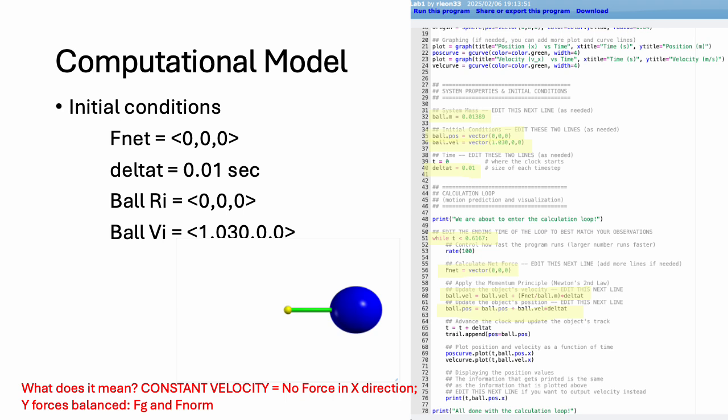So since the velocity is constant, we assume that there's no force in the x direction since nothing is pushing on it. If we consider the y direction, we have a balance between the Earth's pull of gravity and the normal force from the table, keeping the marker from falling through it. And this is the diagram of what the computational model produced, where it is moving an object to the right, or in the positive x hat direction.